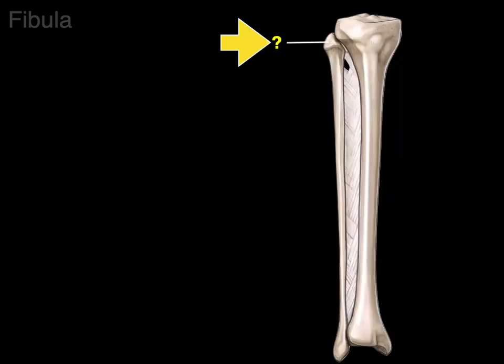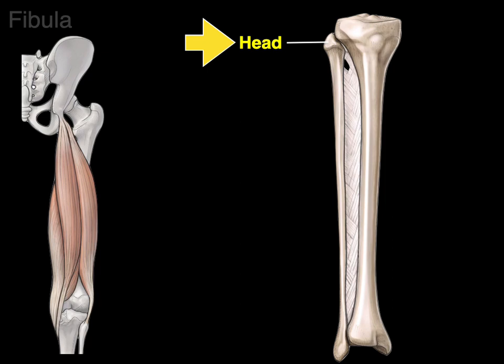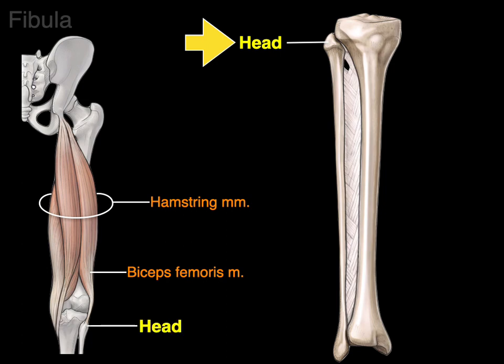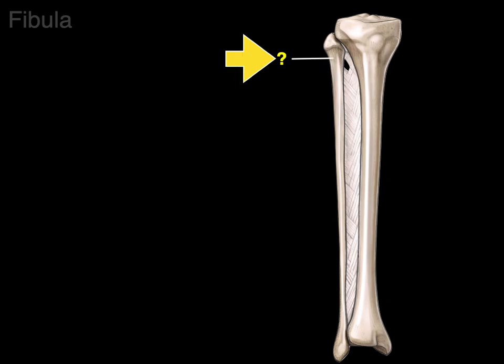Now, what is this proximal part of the fibula? It's rounded. It is the head of the fibula. And the head of the fibula serves as an attachment for some muscles. And so there's the hamstring musculature, and the lateral one is the biceps femoris, which attaches to the head of the fibula. It also serves as an attachment for the fibular collateral or lateral collateral ligament of the knee.